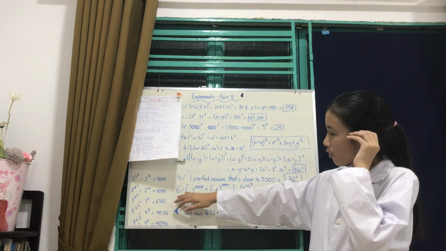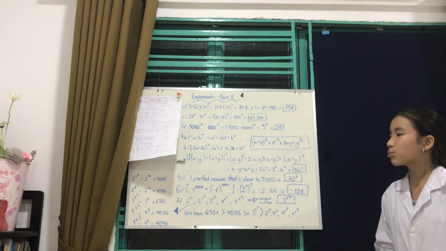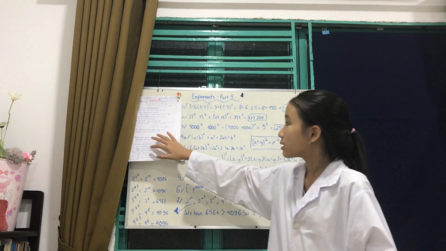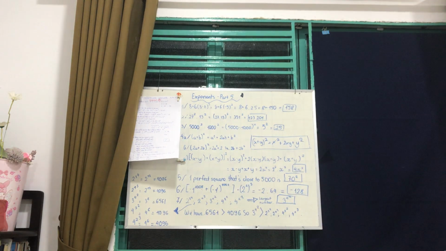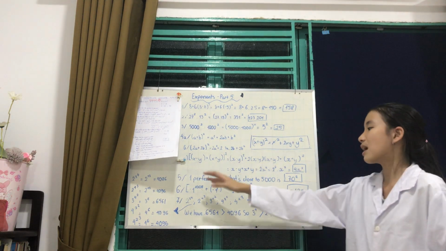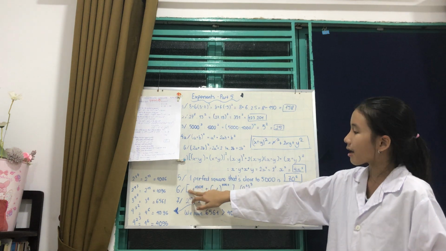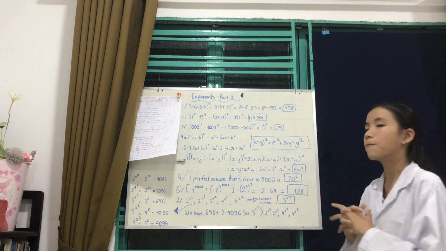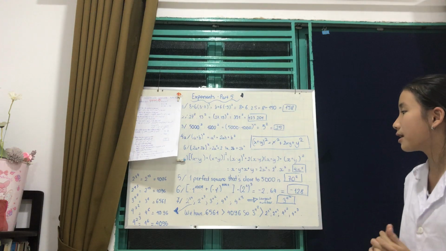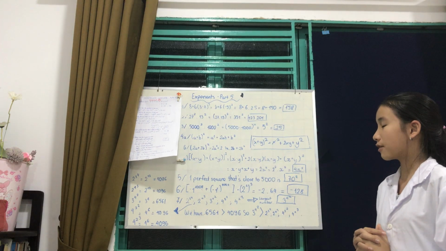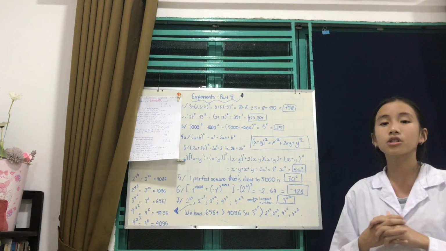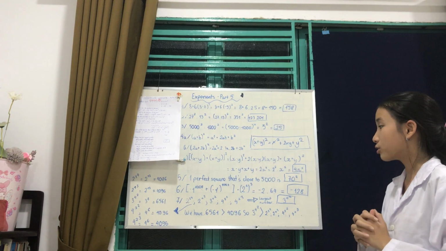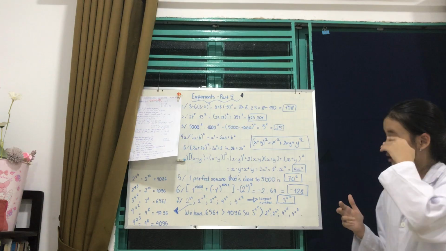Okay, for the sixth problem. The sixth problem is evaluate this problem. Now we have in parentheses (-1) to the power of 2008 plus (-1) to the power of 2007, in parentheses, times (2 to the power of 2), in parentheses, cubed.